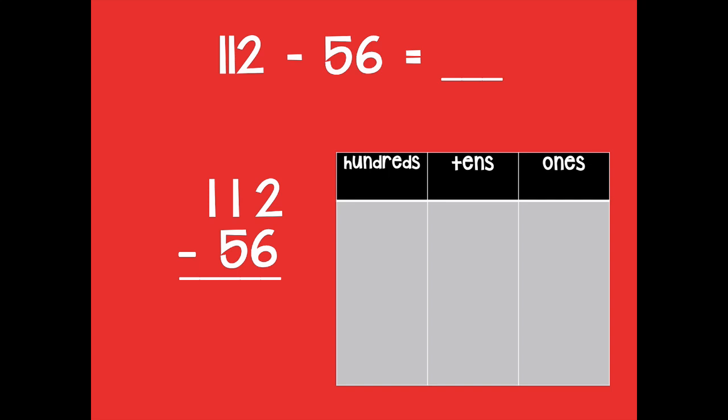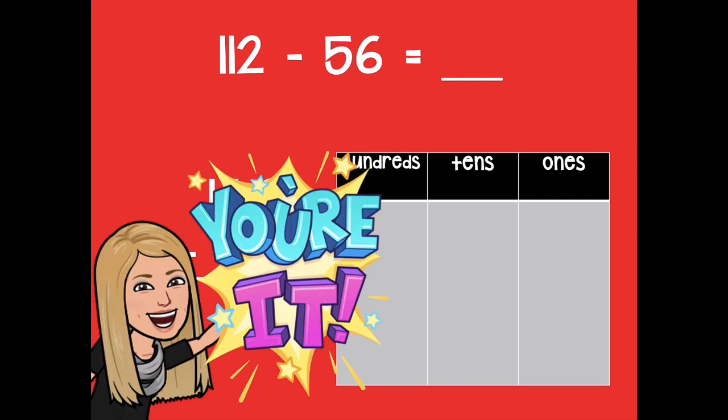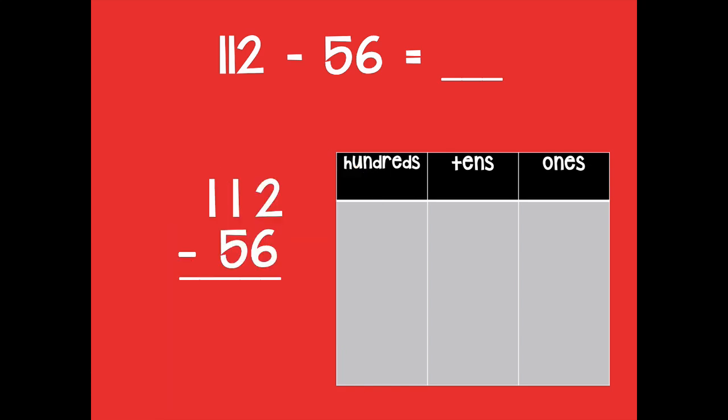Here we have 112 minus 56. You are going to pause the video. You're going to use your place value chart in the vertical form to solve this subtraction problem, and then click play when you're ready to go over it together. All right, friends, make sure to pause if you need more time.